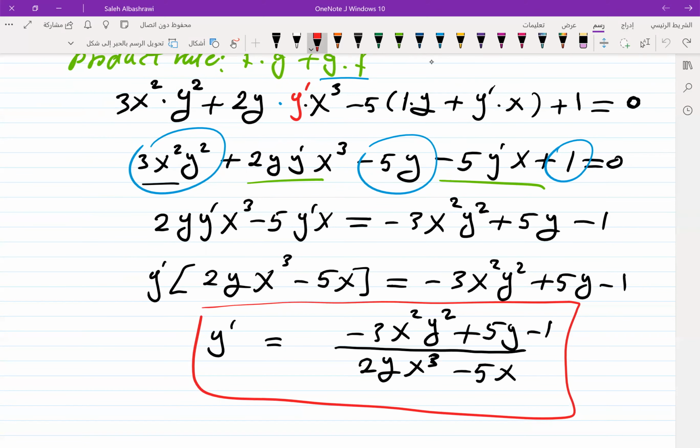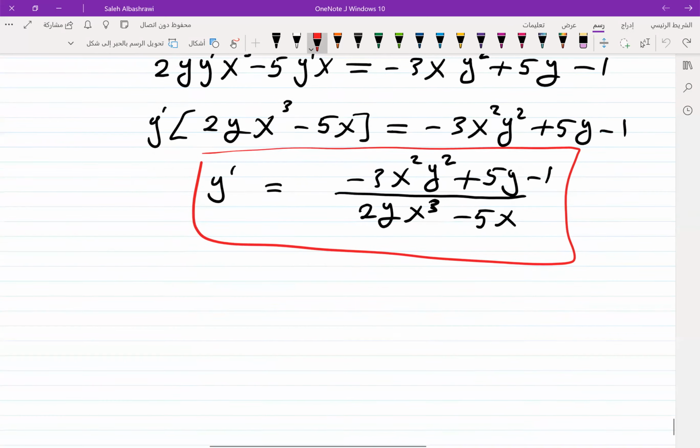So we used implicit differentiation to find y prime. We didn't try to write the variable y as a function of x explicitly. Just differentiate the left hand side and right hand side, then solve for y prime. Let's take another example.